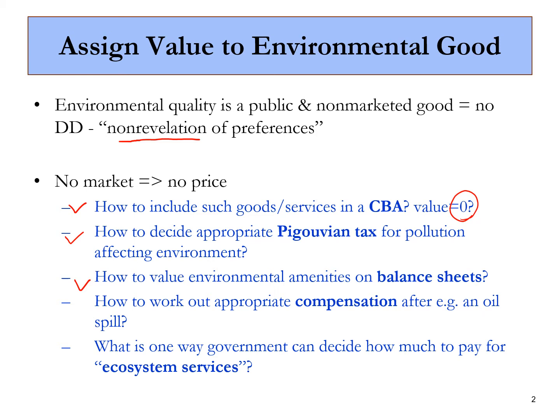And how to work out appropriate compensation. For instance, if we have the issue of an oil spill, it is hard to set up the compensation. And the last one, what is one way government can decide how much to pay for ecosystem services? So it is very hard to work out the value of environmental good. That's why environmental good has no market, right?